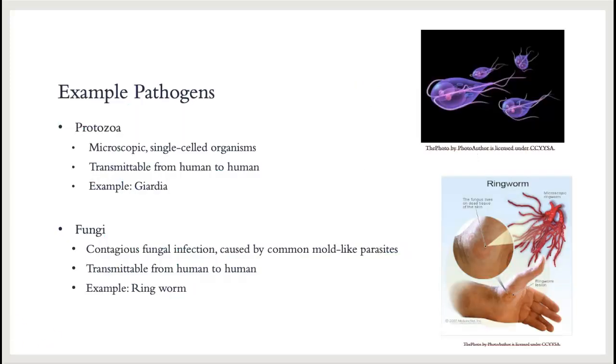I have chosen to compare and contrast pathogens from the protozoa category and the fungi category. The first example is Giardia, which are microscopic single-celled organisms that are transmittable from human to human. For my second example, I have chosen ringworm, or tinea, which is a contagious fungal infection caused by common mold-like parasites and is also transmittable from human to human.